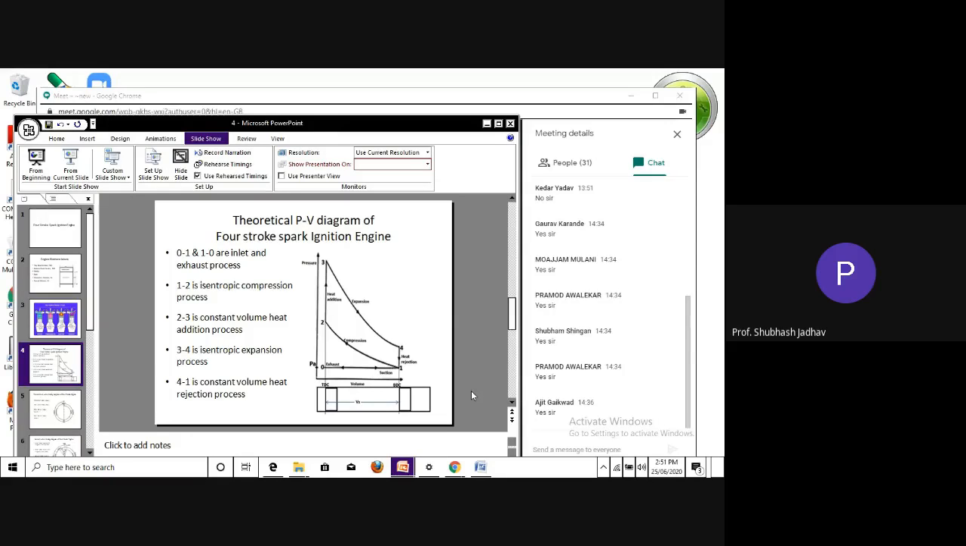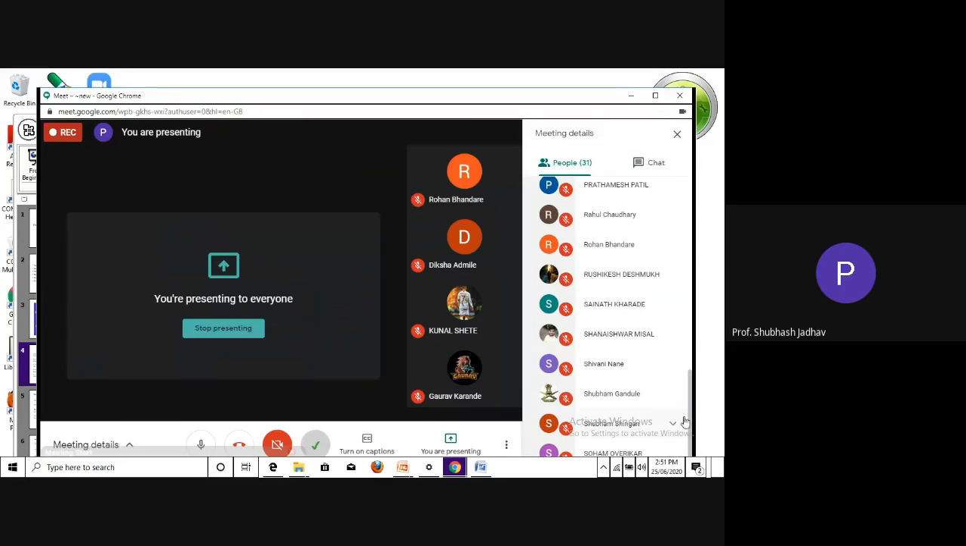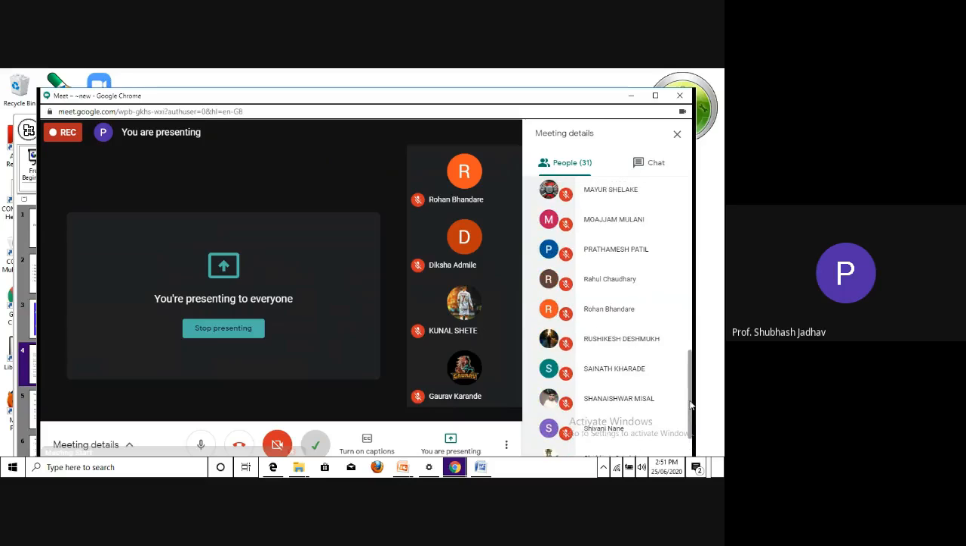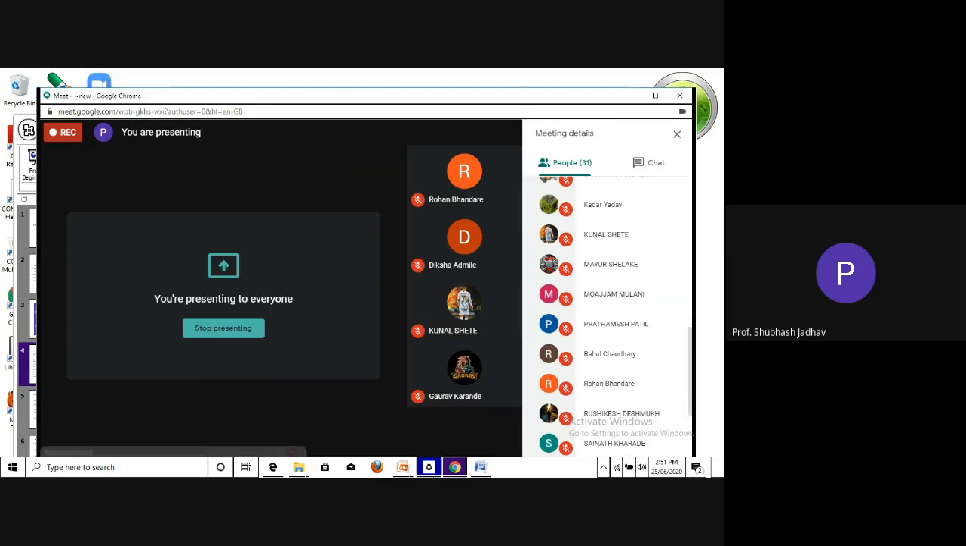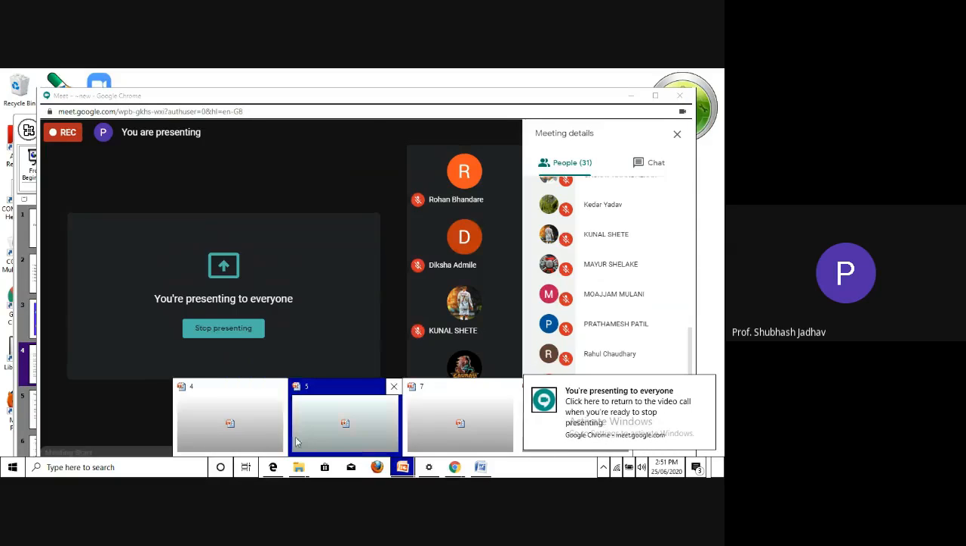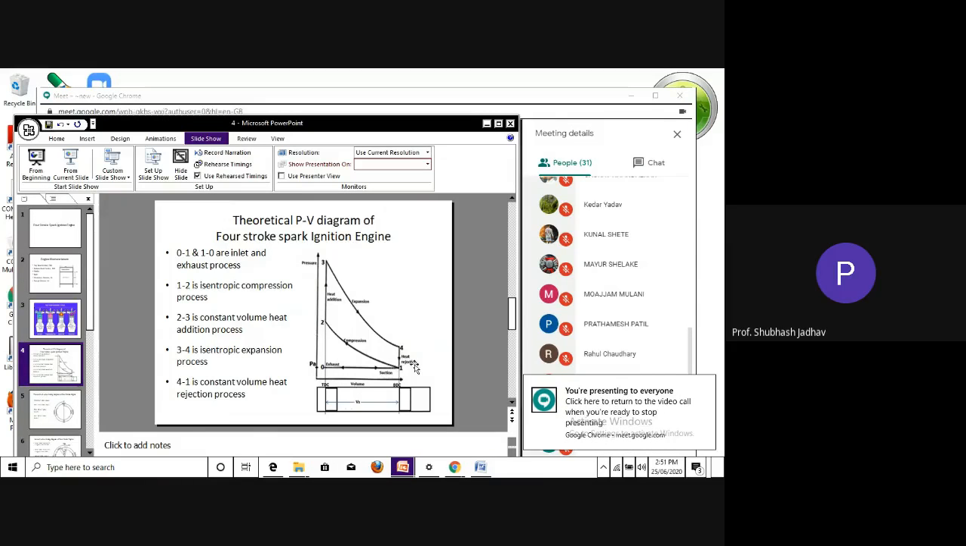Okay, Pramod Avlekar, tell me where is the point of spark? In this particular closed cycle, where is the spark given? Pramod Avlekar, unmute yourself and tell me the spark point. At what point is the spark given? Which is the point at which we are giving the spark? Avlekar. So Avlekar is again sleeping.